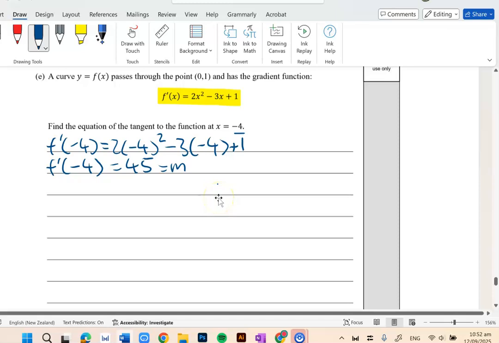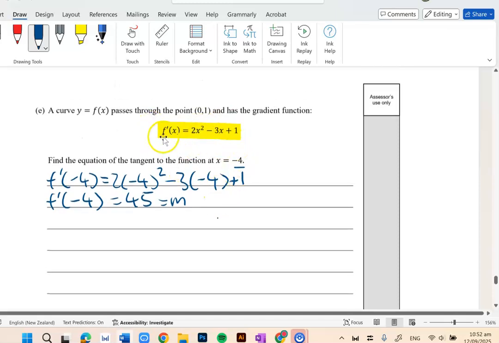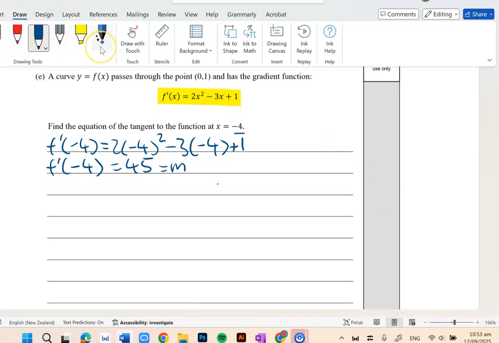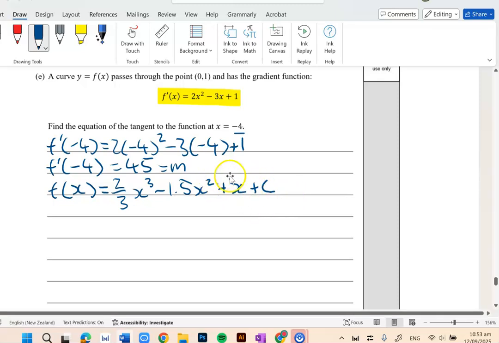What we're going to do next is anti-differentiate this so we can then find our y value. So if we anti-differentiate f dash of x, that's going to equal add 1 to the power, so that's 2/3 x cubed. I think that's right. Minus, add 1 to the power, so 1.5 x squared, plus x plus c. Don't forget the c.